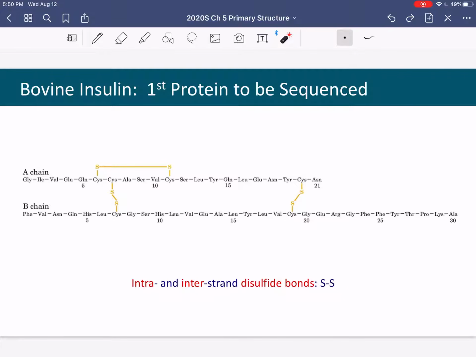It's a small protein, and the A chain is 21 amino acids, and the B chain is 30 amino acids. And they're linked together by 2 intermolecular disulfide bonds, and the A chain has an additional intramolecular disulfide bond. Obviously, these are not shown to scale. And so how did he figure this out? He figured it out using the 6-step protocol that we're going to be covering today.